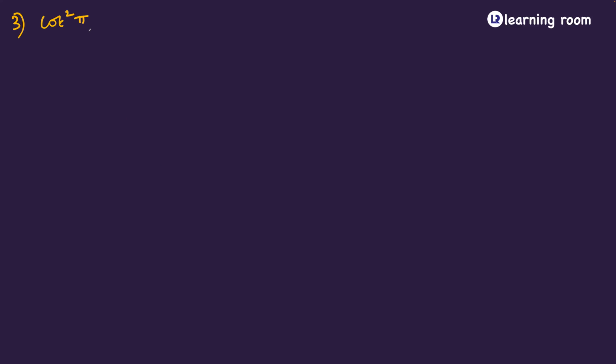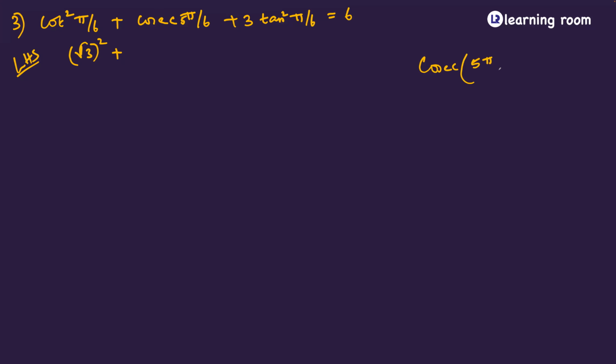Okay. So the next problem is cot square pi by 6 plus cosecant 5 pi by 6 plus 3 tan square pi by 6 is equal to 6. So if I take the LHS into consideration, cot square pi by 6, right? So it is root 3 square plus cosecant 5 pi by 6. Since it is greater than pi by 2, let's derive the value and see.